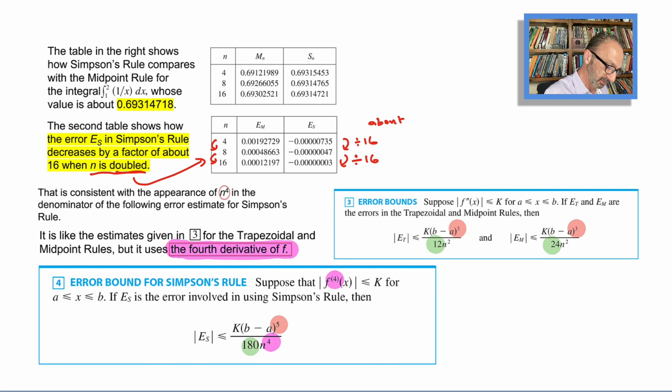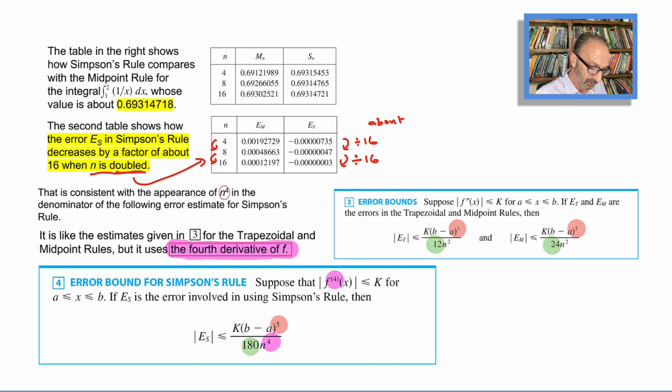If you see it right here, the errors when n is doubled from 4 to 8 to 16 get smaller by a factor of 16. You divide by 16. That's how accurate it is. Simpson's rule gives us way smaller errors.